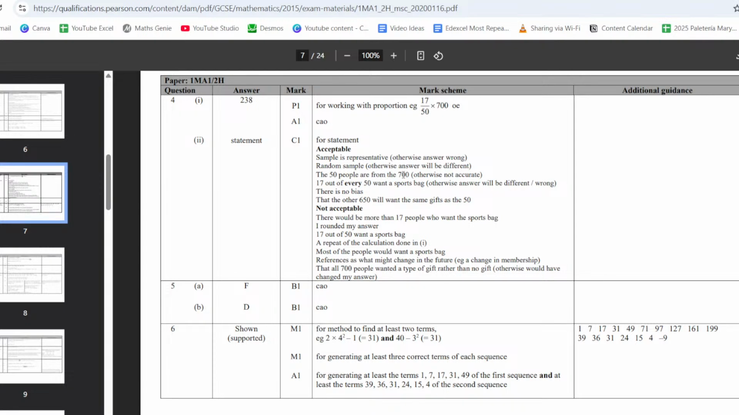The 50 people are from the 700. That's true. I guess we did assume that, didn't we? Otherwise, it won't be accurate, because if you just took a random other 50 people, then it could be a completely different answer, couldn't it? 17 out of every 50 people want a sports bag, which is the representative thing, just in different words. So something along the lines of that.